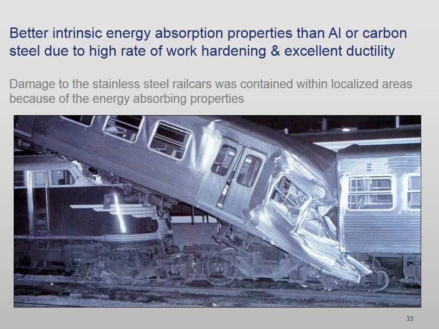So this photograph shows that the damage to the stainless steel rail car was contained within localized areas, just the front part, because of the energy absorption properties. And this is due to the very high ductility and the high rate of strain hardening.